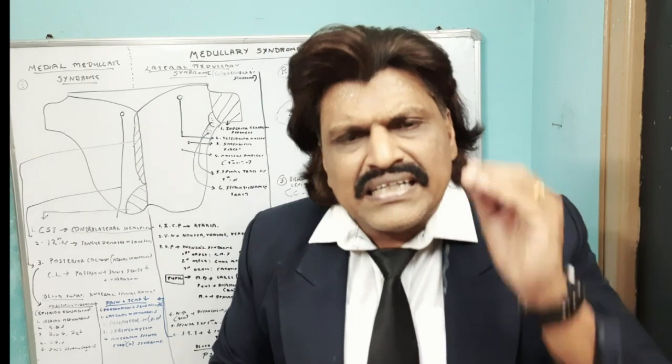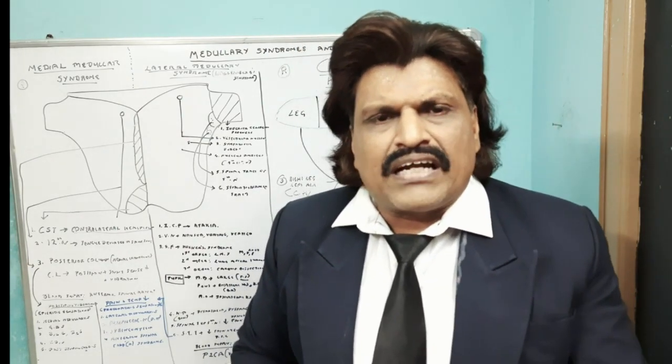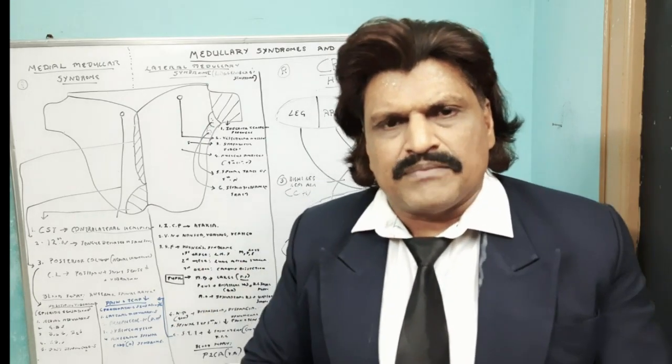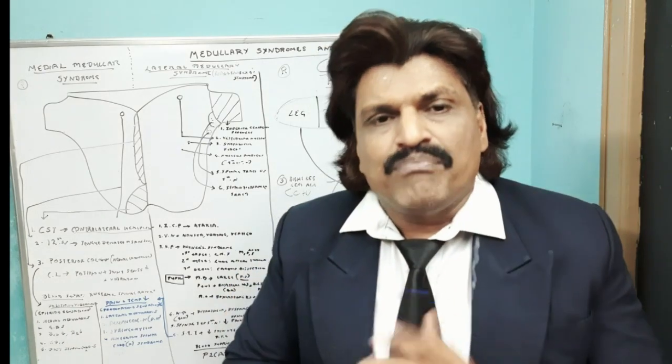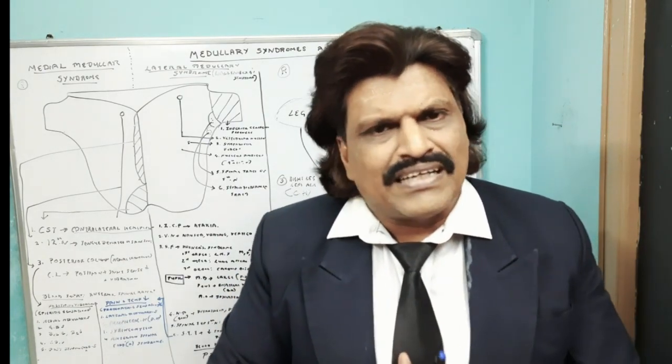So if there is anterior spinal artery involvement, the spinothalamic tract gets affected, but the posterior column is spared because the posterior column is supplied by the posterior spinal artery. Again, a very important clinical question, which beautifully explains the clinical neurology.